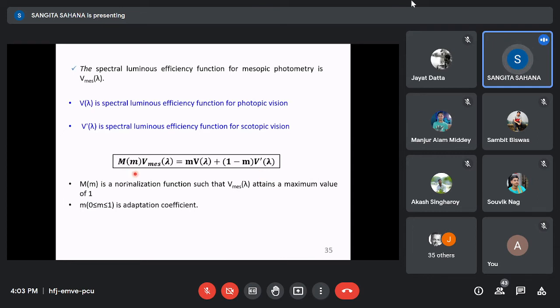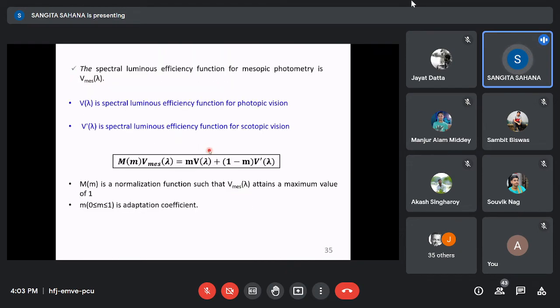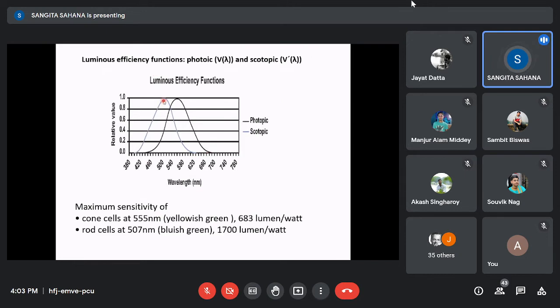Okay, and this capital M is for normalizing the function, to attain the maximum value of 1. For comparison, this is the actual curve, not the normalized function. You can see the actual peak values like 1700 or 683, but the same curves are here. This is the normalized function, where the peak is 1.